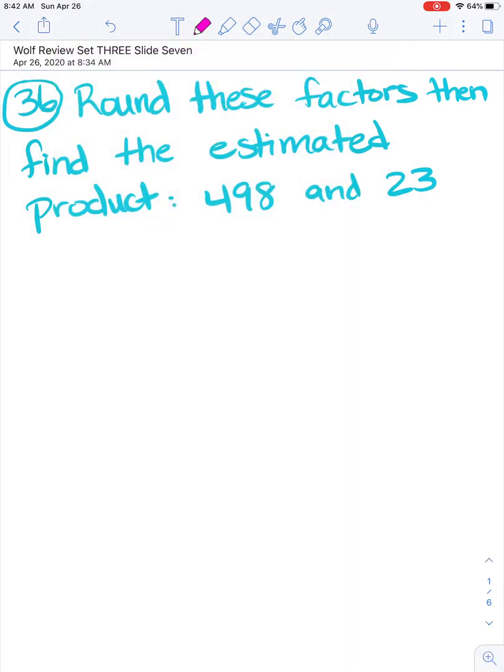So for 498, I'm going to round to the hundreds place. I'm going to look at the number to the right. It's a 9. You could either do 4 or less, let it rest, or 5 or more, add 1 more. So I'm going to add 1 to the hundreds place value. That makes it 5. My numbers to the right become a 0.